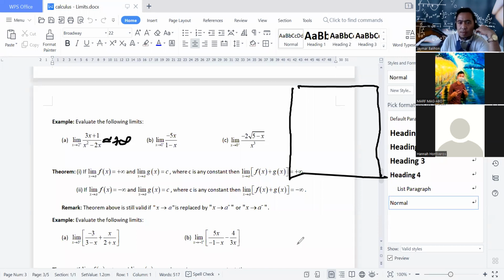Sir, 5 over 0. The final answer is positive infinity, or negative infinity? 5 is greater than 0. Positive infinity, sir. Marv's answer is positive infinity. Okay, how about the rest? What is your answer?